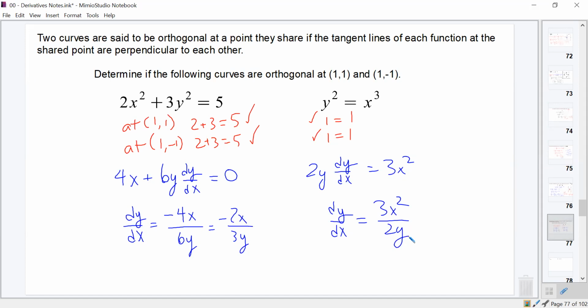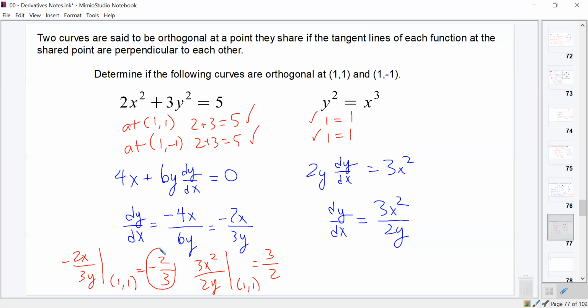So in order to determine if the curves are orthogonal at (1, 1), let's plug in that point. So negative 2x over 3y evaluated at (1, 1) is negative 2/3. And 3x squared over 2y evaluated at (1, 1) is equal to positive 3 over 2. And since the slopes here, negative 2/3 and positive 3/2, are opposite reciprocals of each other, that means yes, they are orthogonal at (1, 1), because opposite reciprocal slopes means perpendicular lines.